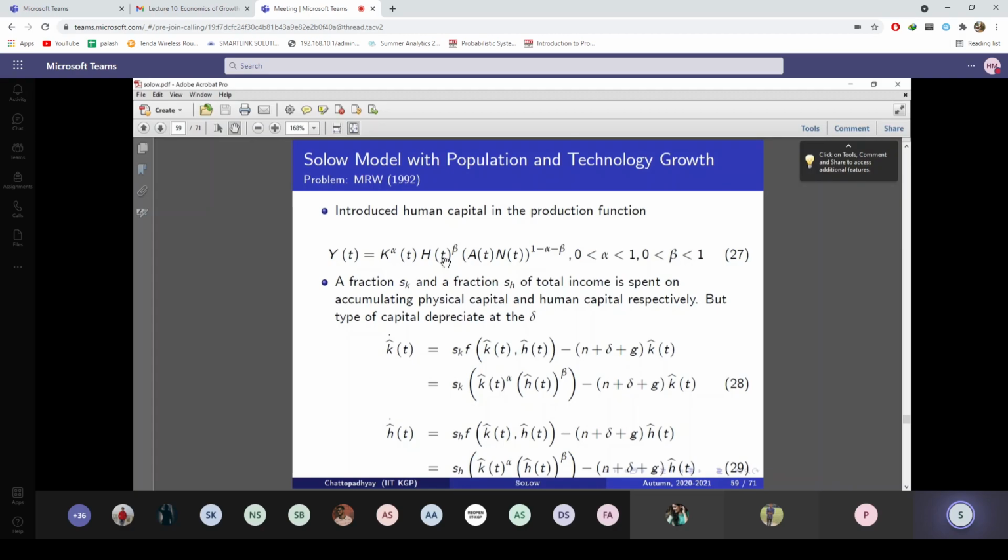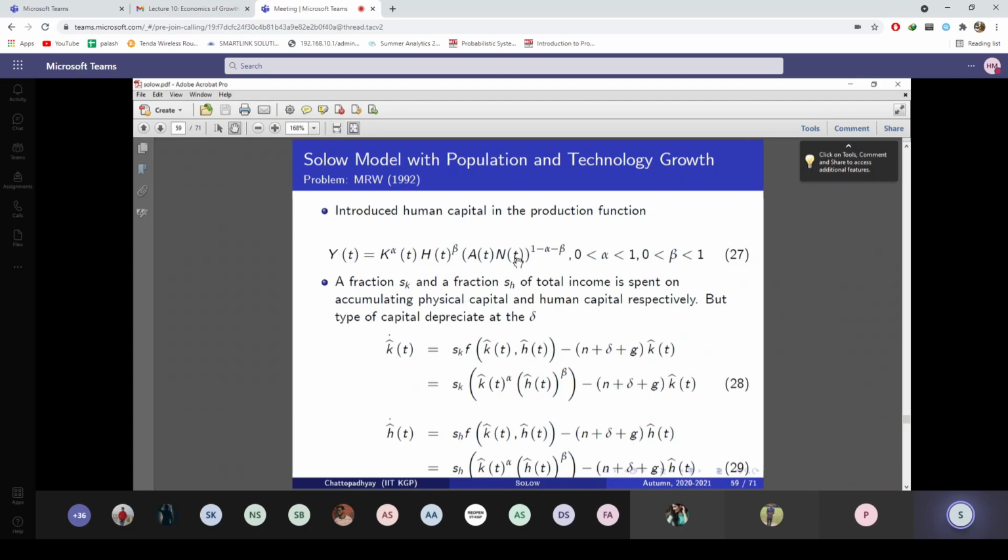You will get Y_t equals (K_t) to the power alpha by alpha plus beta, (H_t) to the power beta by alpha plus beta, and A_t N_t. Capital K by capital Y is constant along the balanced growth path. Capital H by capital Y is constant along the balanced growth path. So the rate of growth of output will be the rate of growth of technology plus the rate of growth of population.